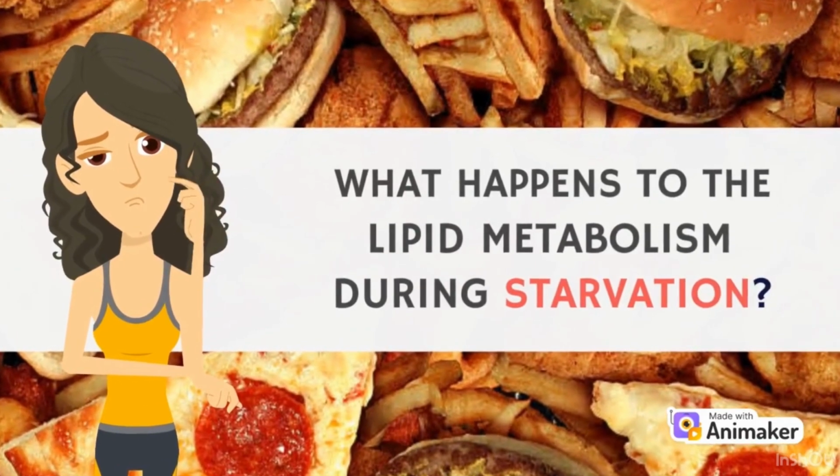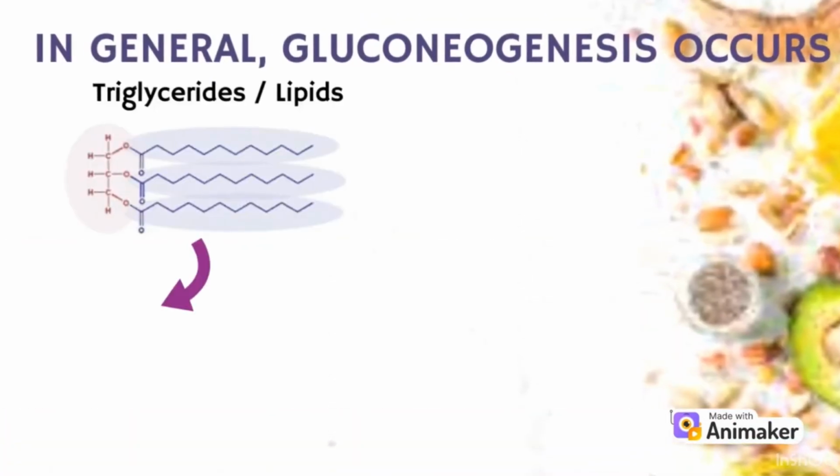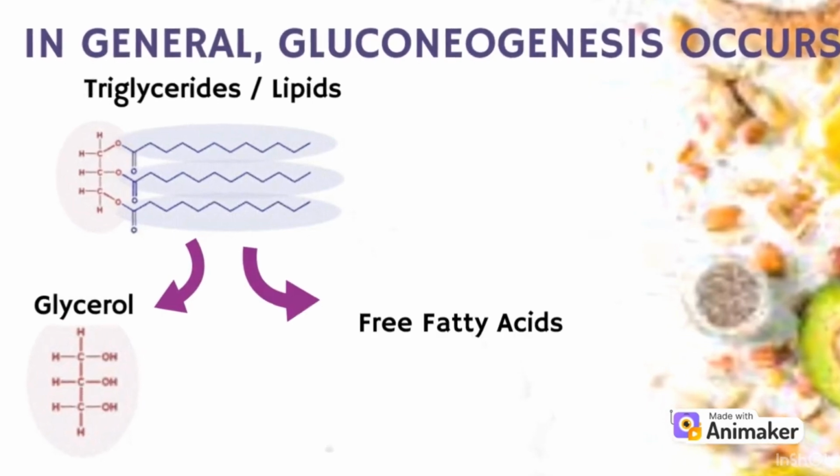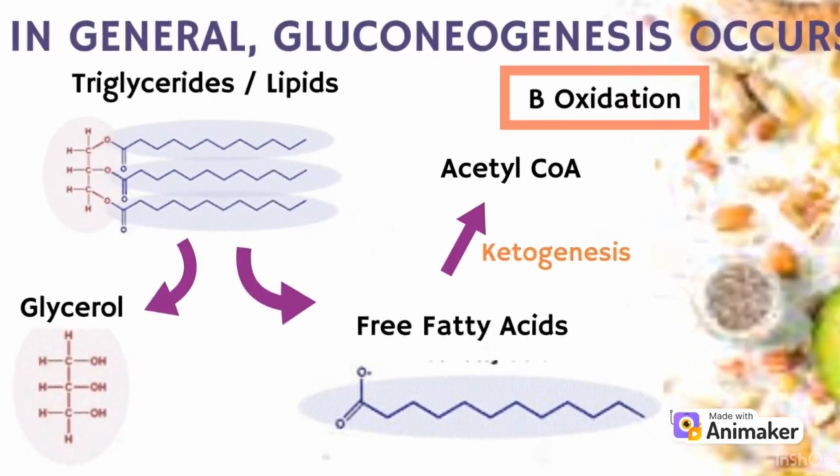But what about lipids? What happens to lipid metabolism during starvation? In general, lipid will undergo gluconeogenesis, the breakdown of fats, triglycerides, which consist of glycerol and free fatty acids, which will be delivered into the bloodstream to tissues. Glycerol will further undergo glycolysis, while fatty acid undergoes beta oxidation.